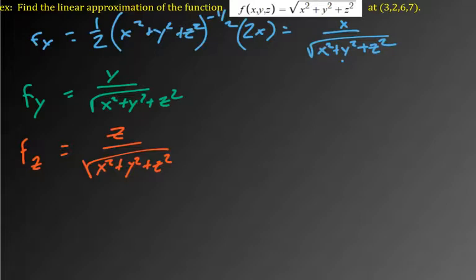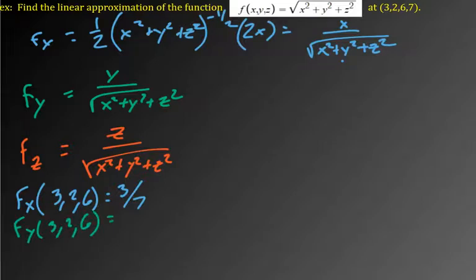And then you do need to evaluate it at the point, right? So if you do f of x at 3, 2, 6, you can trust me because I did it before, you should get 3/7. You just plug it in, you get 3/7ths. If you do that for y, you would get 2/7ths. And last but not least, if you do it for z, you get 6/7ths. So then you technically have everything you need for the plane.